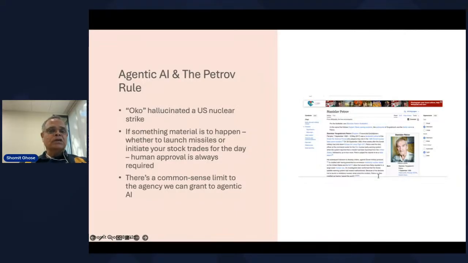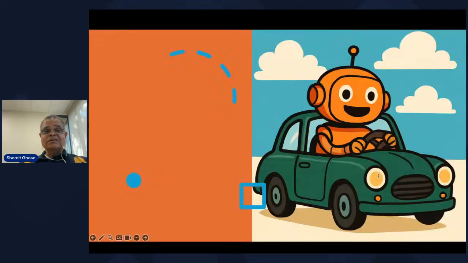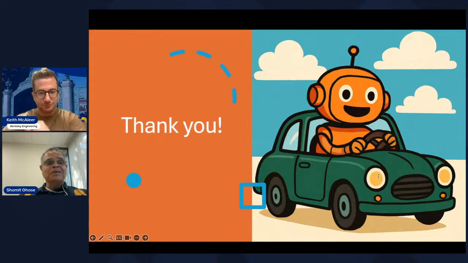So we have to bear this in mind because this shows the importance of human in the loop with agentic AI. If something material has to happen, whether it's launching missiles or what's going to be the more common occurrence, of course, is creating your stock portfolio or making some decisions on your healthcare, make sure we have the human in the loop always. So there's a common sense limit to the agency that we can grant to agentic AI. It should not be something that we fully automate and then forget to think about. So with that, and with the time limitations in mind, let me say thank you and turn the mic back to Keith.